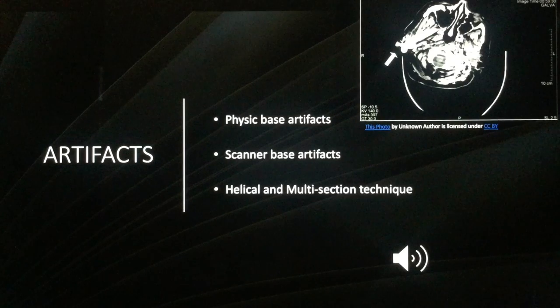Artifacts. Physics-based artifacts result from physical processes involved in the acquisition of the CT data. They are caused by patient movement or the presence of metallic materials in the patient. Scanner-based artifacts are due to imperfections in the scanner functions. Helical and multi-section technique artifacts are produced by the image reconstruction process.